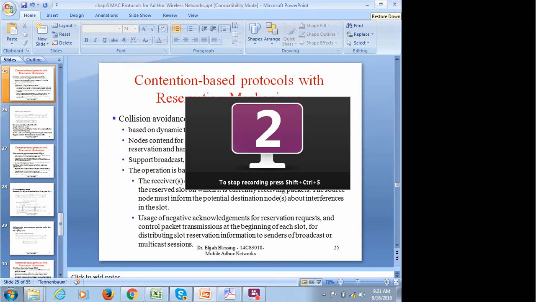Now, how does it reserve the slot? Basically the nodes contend for and reserve certain time slots. Now how do they do it? They have two mechanisms. One is called distributed reservation, and the second one is through a handshake mechanism. So basically it's a handshake sort of protocol, and it works through a distributed reservation concept.